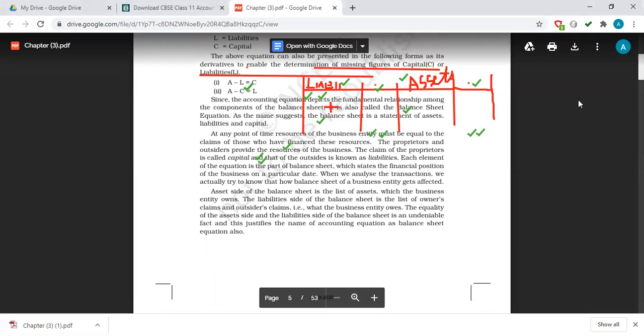Asset side of the balance sheet is the list of assets. As I earlier explained, land and building, machinery, all that are assets; current assets, debtors, cash, bank balance and all that, right? The liability side of the balance sheet is the list of owners' and outsiders' claims, that is, what the business entity owes. The equality of the asset side and the liability side of the balance sheet is an undeniable fact. This justifies the name accounting equation of the balance sheet.